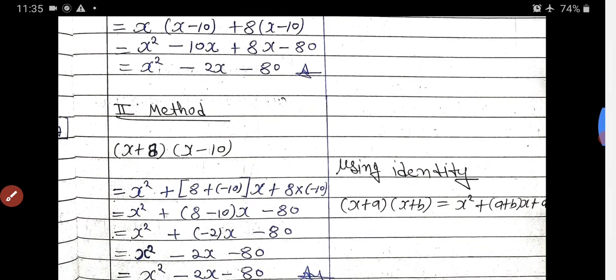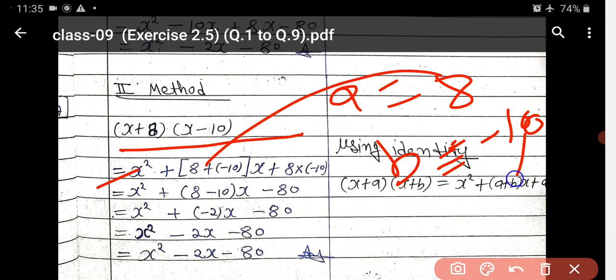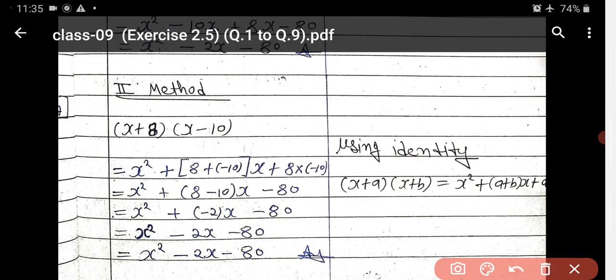Now with the help of property, how do you solve? (x + 8)(x − 10). Here the a value is 8 and the b value is −10, because you have to compare with (x + a)(x + b). Now x², then (a + b) means 8 − 10, times x, and then a·b means 8 into −10, which is −80. When you solve, 8 − 10 becomes −2x. Finally you get x² − 2x − 80. It is your answer using the property, as against without property. In both you get the same answer, but always prefer the property method.